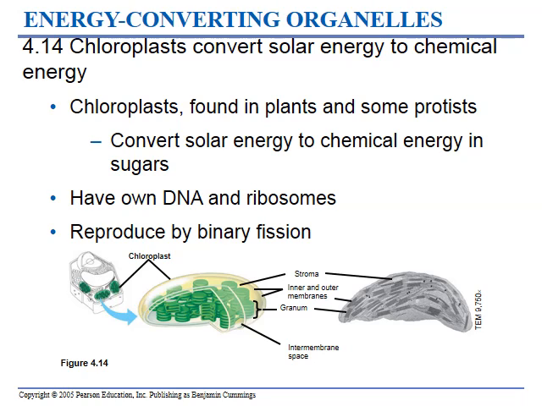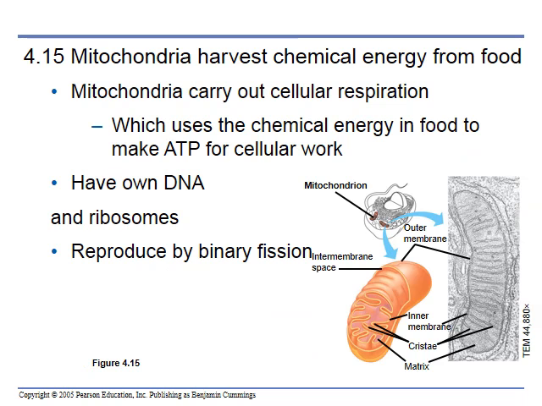They have their own DNA and their own ribosomes, and that is probably because they evolved from a photoautotrope prokaryote billions of years ago getting absorbed in, and they reproduce by binary fission, again a remnant probably from being this prokaryote that was absorbed in billions of years ago.